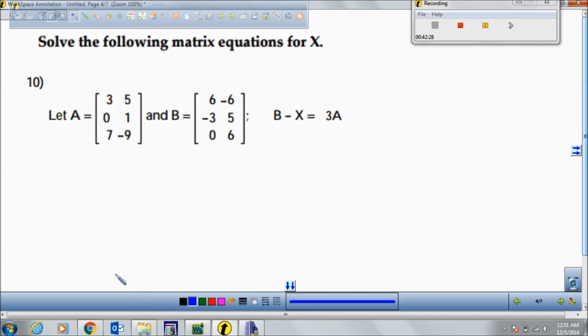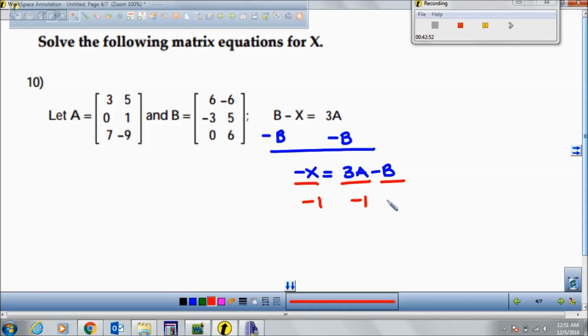For this next one, solve the following matrix equations for x. You have this equation. The first thing you want to do is solve this equation for x. So leave the x by itself. Send the b to the other side by subtracting. So you have negative x equals 3a minus b. And then you divide every single term by negative 1 to cancel this negative at the front of the x. So x is equal to 3 divided by 1, negative 3a, negative b divided by negative 1, positive b.